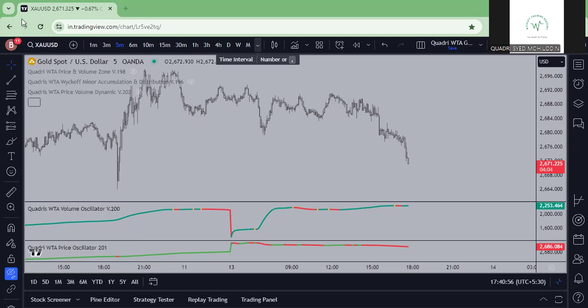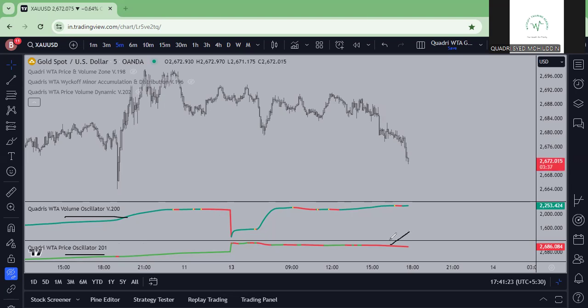One second, let me adjust my pen. Okay. So we have multiple indicators which are going to be introduced. The important one is the volume oscillator and price oscillator, version 200 and version 201. I'll explain this in a shorter way.